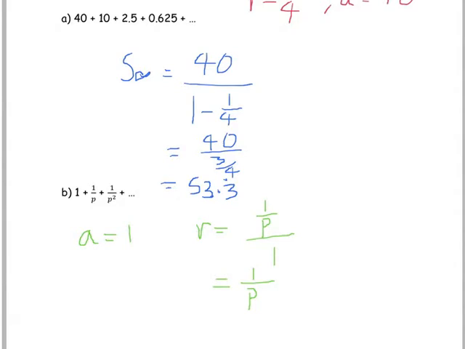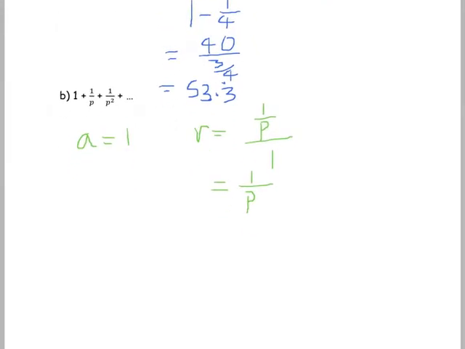Now, this can only happen, of course, providing that the value of p is greater than 1. Because if you had the value less than 1, if p was 0.5, 1 divided by 0.5 would be 2, which is not going to satisfy the rule in the equation given that r has to be between minus 1 and 1. But if p was equal to 2, 1 over 2 would be a half, so that's fine.